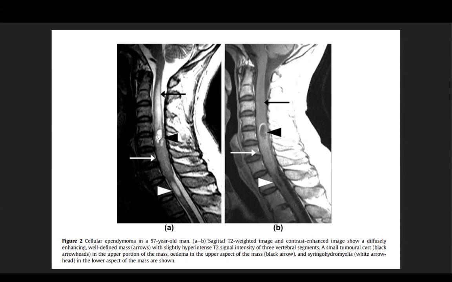So yes, this is an intratumoral cyst. It is also called a satellite cyst when we are talking about ependymomas. This here is syringohydromyelia. This is the cord edema. Okay, am I clear? Yes, ma'am. Okay, moving on.